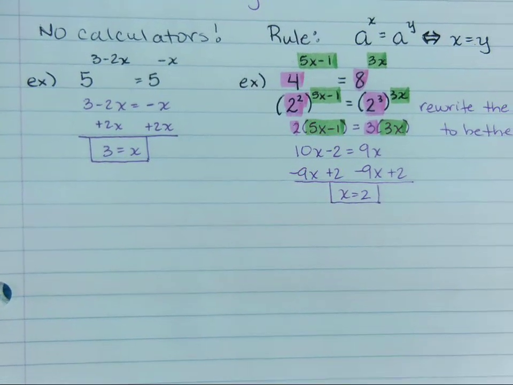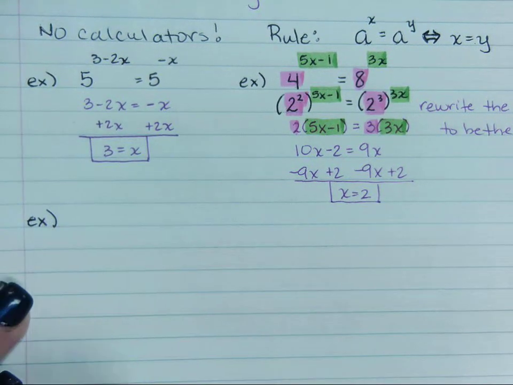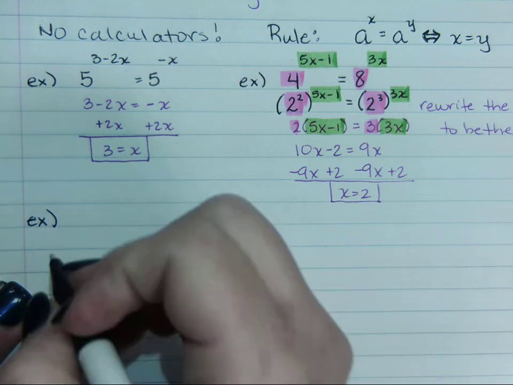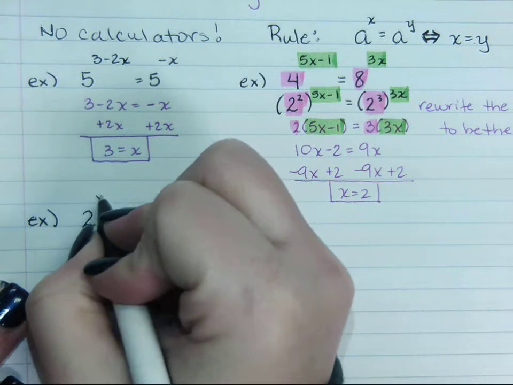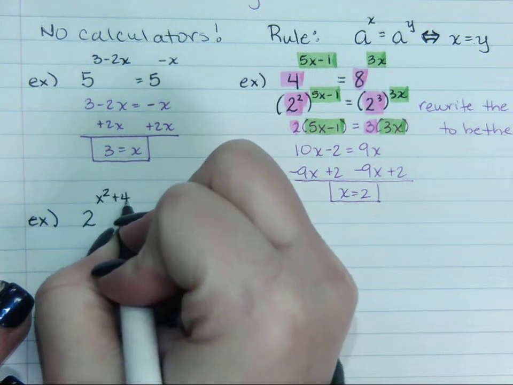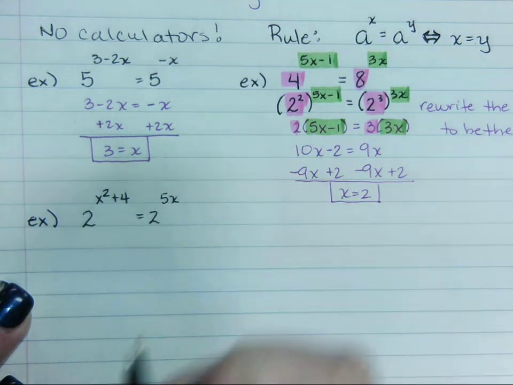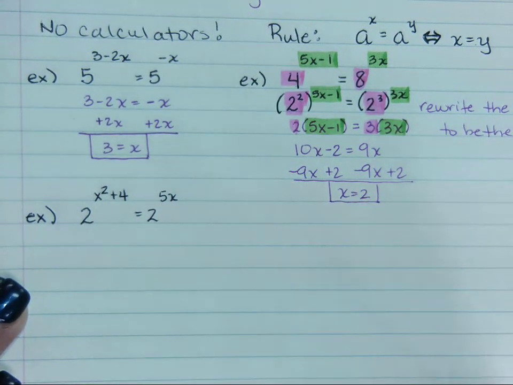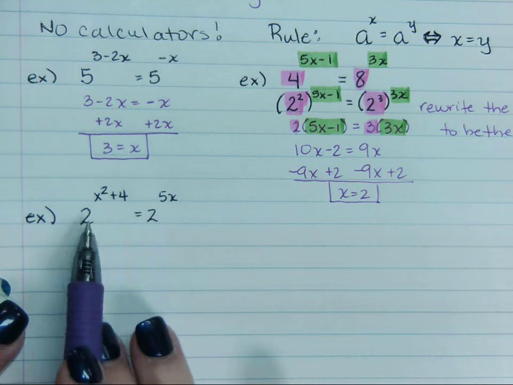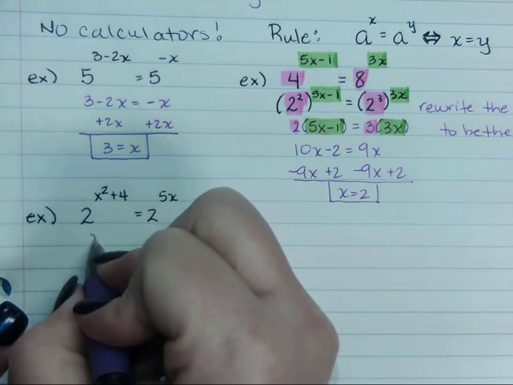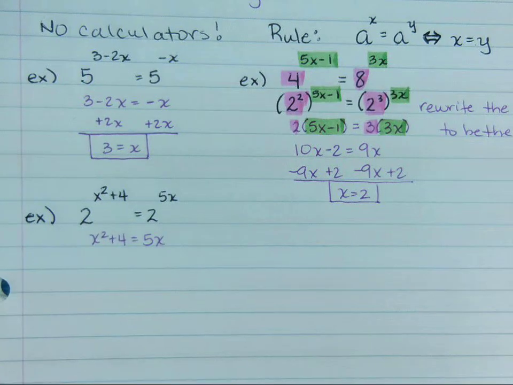Now let's look at just 2 others. Some of them are going to use concepts that you haven't talked about in a while. For example, I have 2 to the x squared plus 4 power, and that's going to be equal to 2 to the 5x. And now the problem that I can see right off the bat, I know that these have like bases. That's great. But when I set my exponents equal to each other, I have a quadratic.